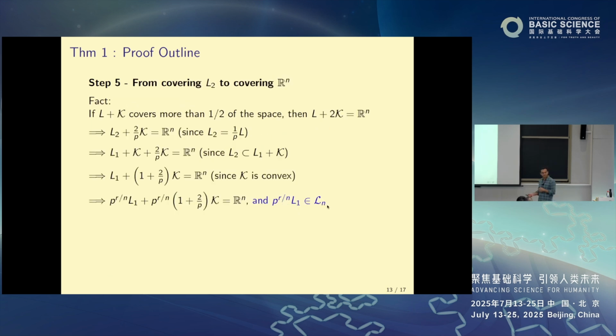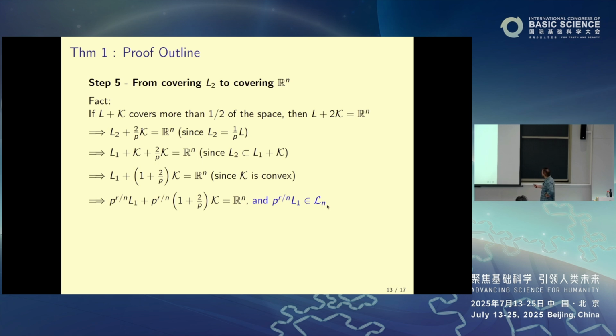Now a little bit is missing in order to finish the proof. So this is the last step, step 5, going from covering the red points L2 to covering Rn. So first we use this well-known fact also due to Rogers. And this fact says that if L plus K covers more than half of the space, then L plus 2K covers the entire space. Now remember, in step 1, I already chose L such that this covers at least 1 minus epsilon fraction of space. So if epsilon is less than half, I am guaranteed that L plus 2K covers Rn, right?